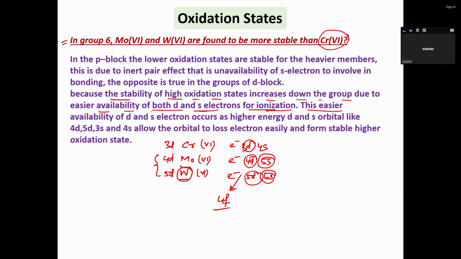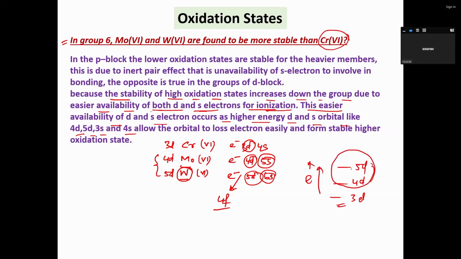So this is the easier availability of the d and the s orbital electrons, as they occur at higher energy in the 4d, 5d, 5s orbitals compared to the 3d and 4s orbitals. If you compare, this is the 3d, this is the 4d, and this is the 5d. So this is the energy profile diagram. You can say the 4d and the 5d are at a higher energy state compared to the 3d orbital.